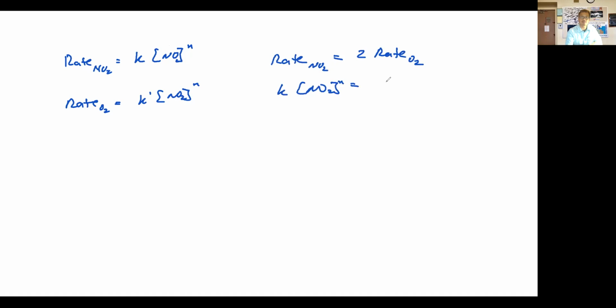It's going to be equal to 2 times the rate of O2, which is k prime times the concentration of NO2 raised to the nth power. Okay, nth power, not second power, sorry. And if you notice, that cancels out right there. So we see there's a relationship between the two here, and that the rate constant k prime is going to be 1/2 of the rate constant k.